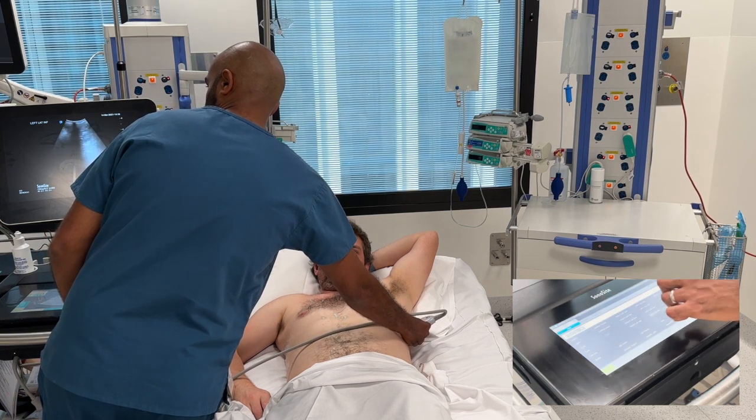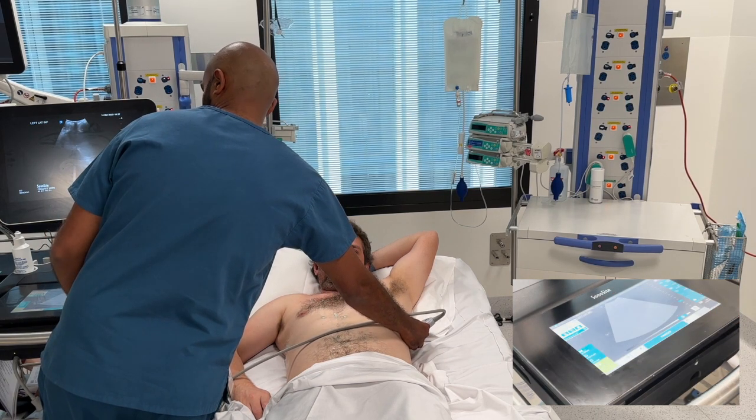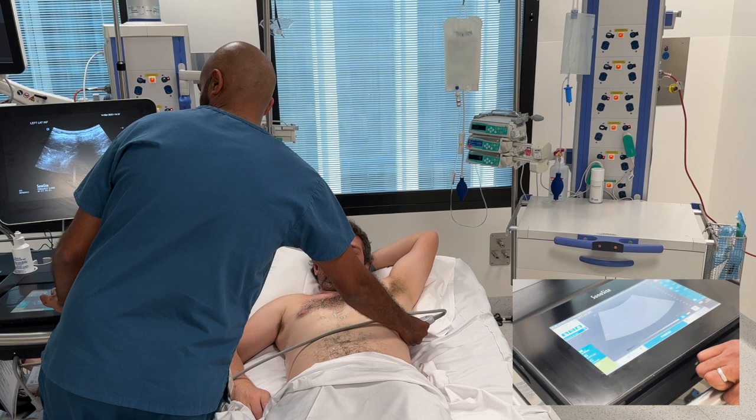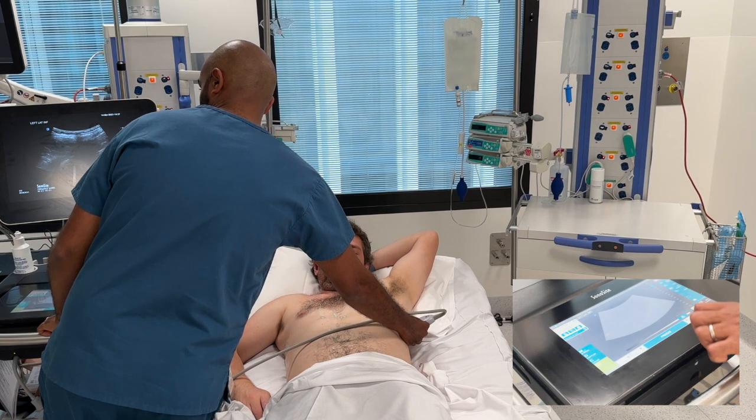And the final view to complete the 8-zone lung ultrasound method is the left lateral inferior view. The technique is the same and is symmetrical between the left side and the right side.